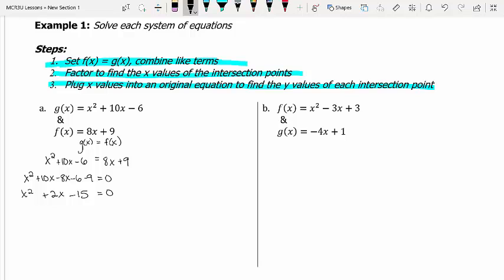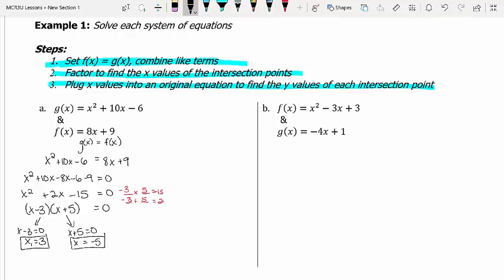Okay, now I'm going to go ahead and factor to find my values of x. So I need two numbers whose product is negative 15 and whose sum is 2. So your two numbers are going to be negative 3 and 5. And because a is 1, those are our factors. So let's find our x values. So our first x value is going to be 3, and our second x value is going to equal negative 5.